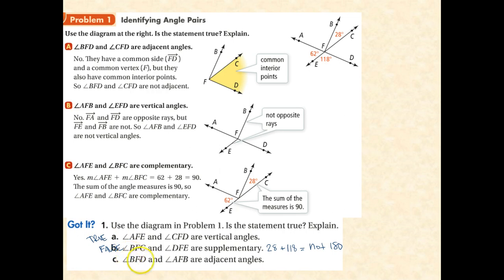Alright, angle BFD and AFB. So BFD and AFB. Here's AFB, here's BFD. They share a vertex, they share a common side, and they share no interior points. So that is true.